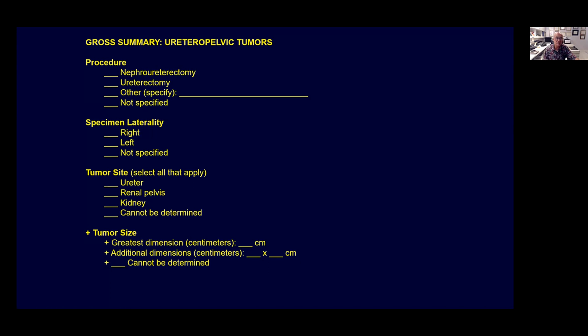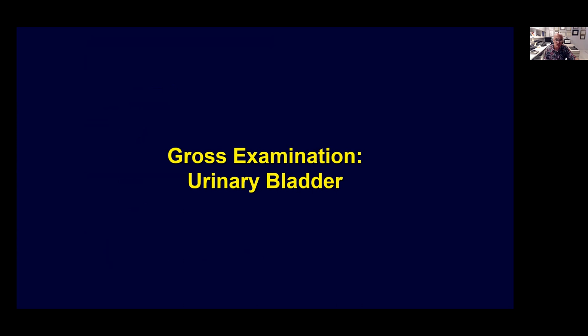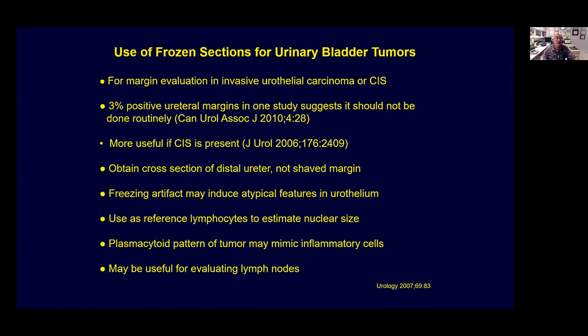So the gross summary for the ureteropelvic is also similar. You need to identify the most important features and put this outline just immediately after the gross description of that particular specimen. So let's go to the urinary bladder now. And this, we're going to start with frozen sections in this case. Any other tumor specimen can also be subjected to frozen section, but usually the urinary bladder tumors are more commonly assessed.